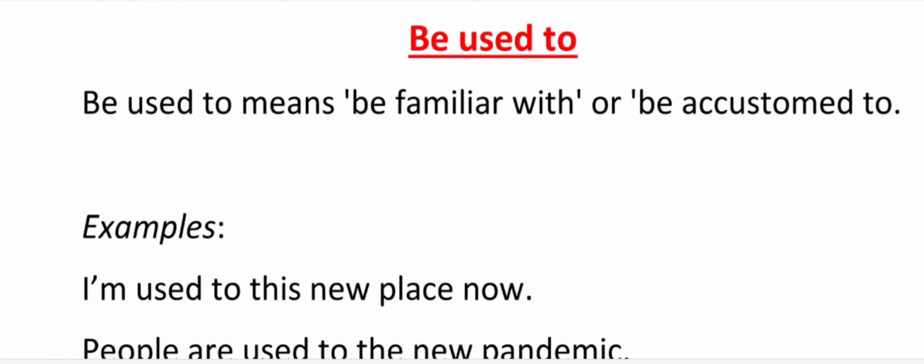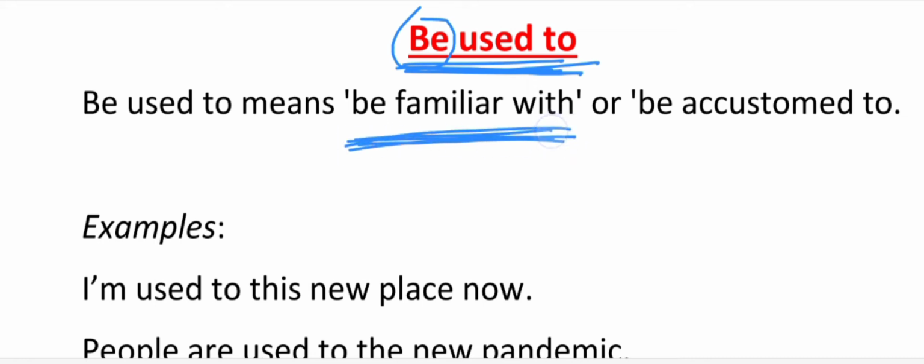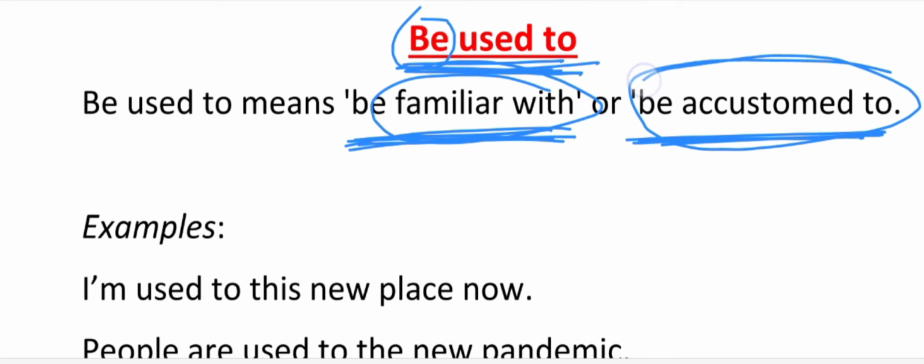Coming towards the second important structure, that is be used to, just the addition of be. And as we studied, be means is, am, are, was, were in these structures. Be used to is used to talk about familiarity. Be used to means be familiar with or be accustomed to. So be used to is used to talk about something or some situation that we are familiar with or we are accustomed to. Just the addition of be, so the function also changes.